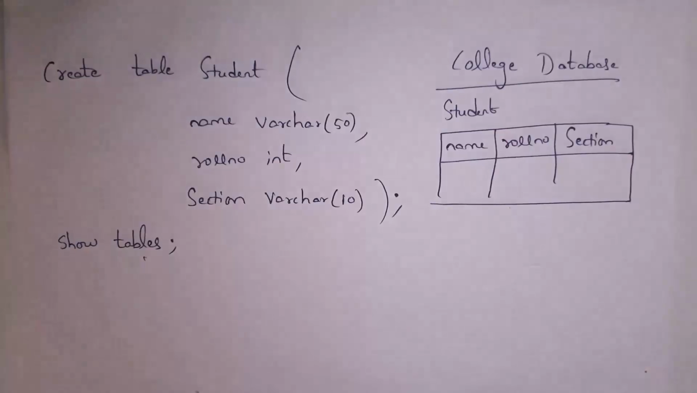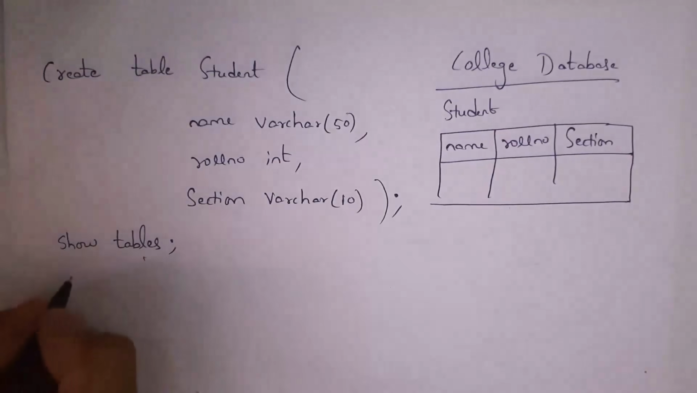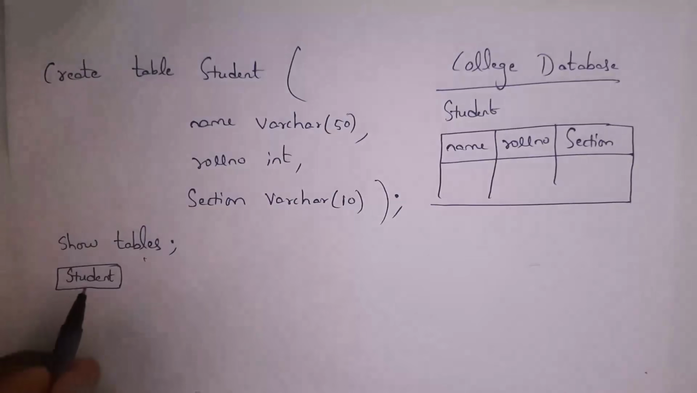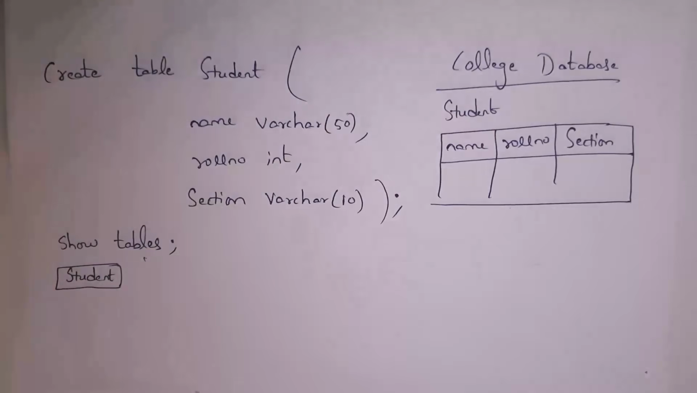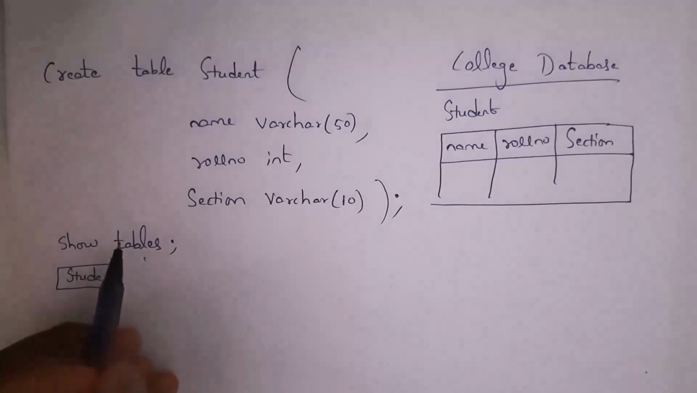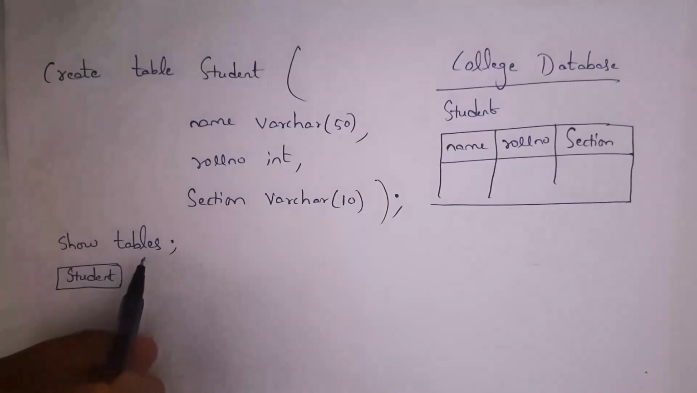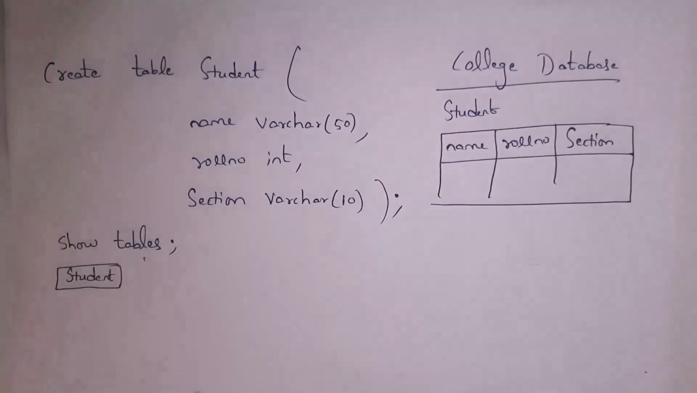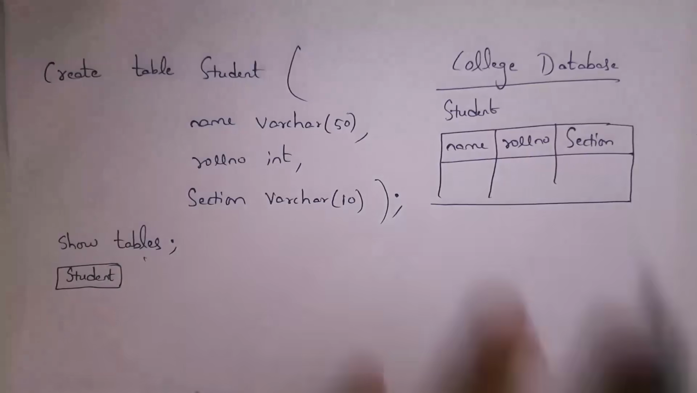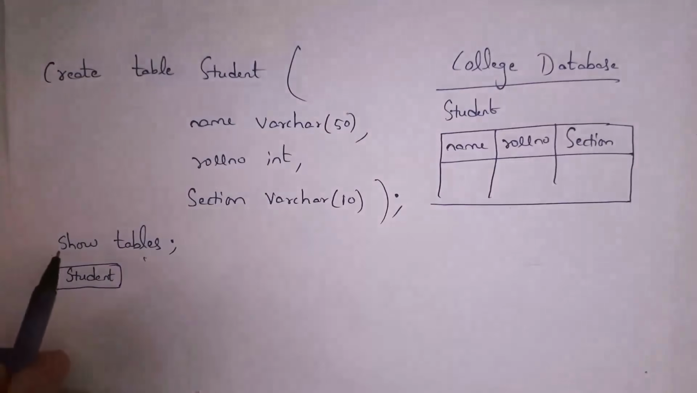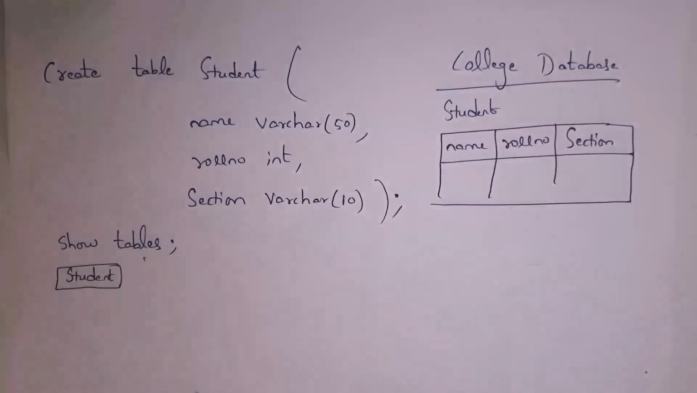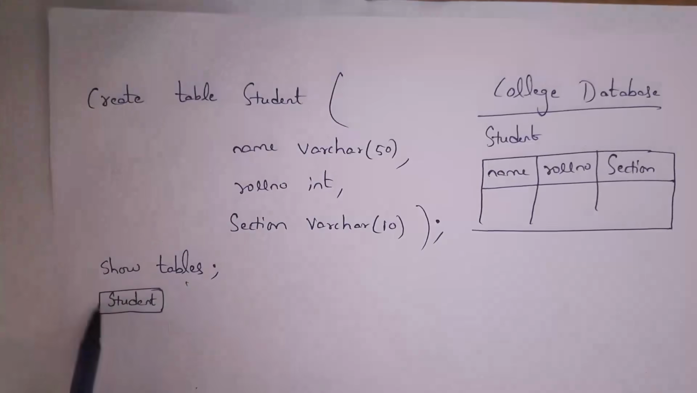Just now we created only one table. So whenever you write here show tables, I will get output, that is student, because there is only one table in my college database. Whenever you write show databases, it will display all databases which is present in my database software. Whenever you write here show tables, it will display all tables which is present in my particular database. For example, there are 10 tables in my college database. So whenever I write here show tables, it will display complete names of all 10 tables which is present in my college database.